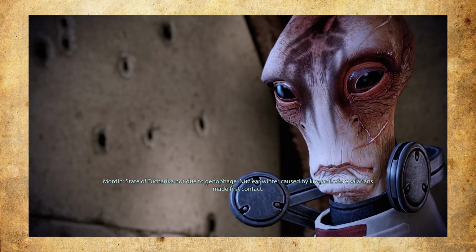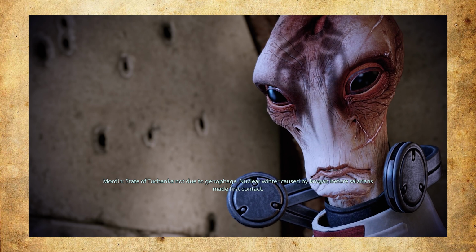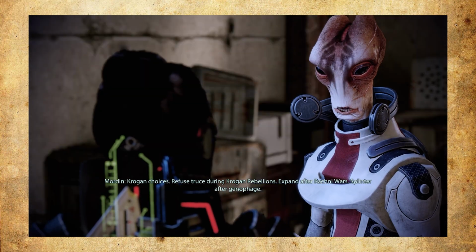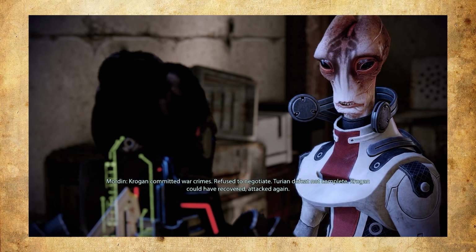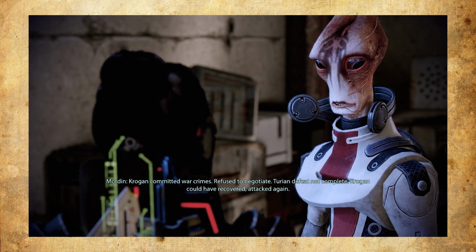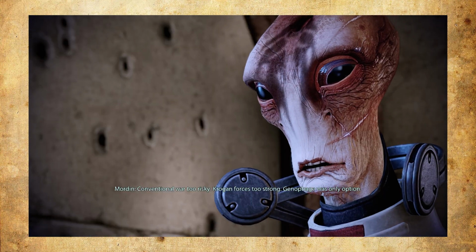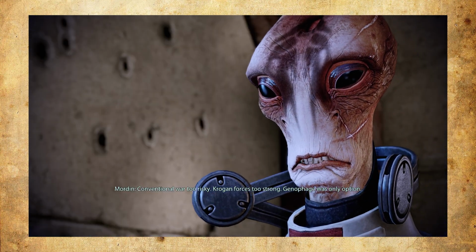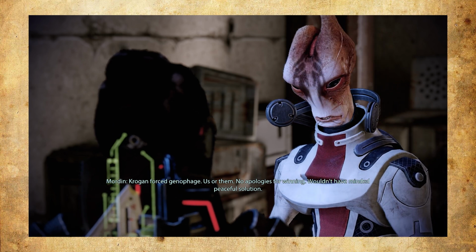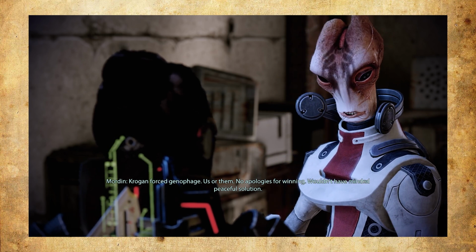Their culture and society was driven by war and strength. Not long after their victory over the Rachni, the Krogan demanded more and more concessions, as their population grew rapidly. Soon, they declared war against the rest of the galaxy. The Krogans lost that war, but a terrible, utilitarian decision had to be taken to deploy the so-called genophage.